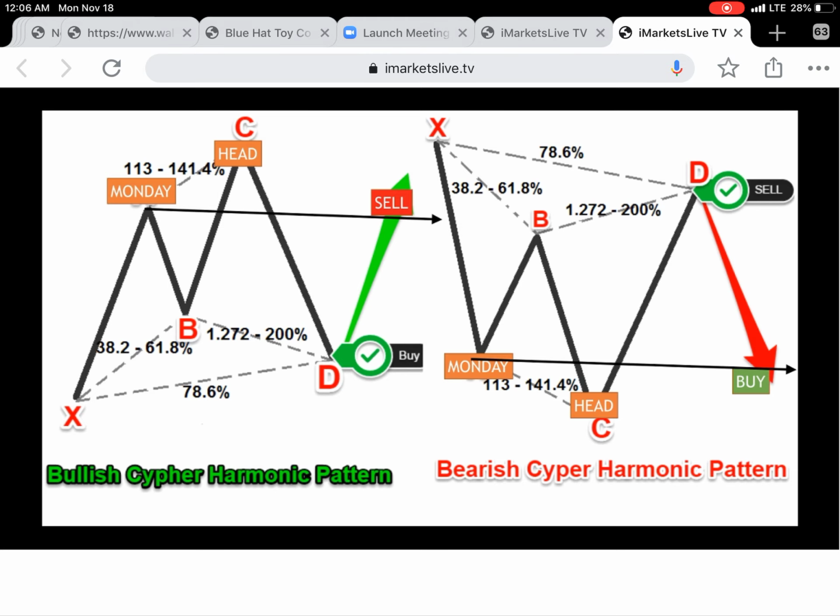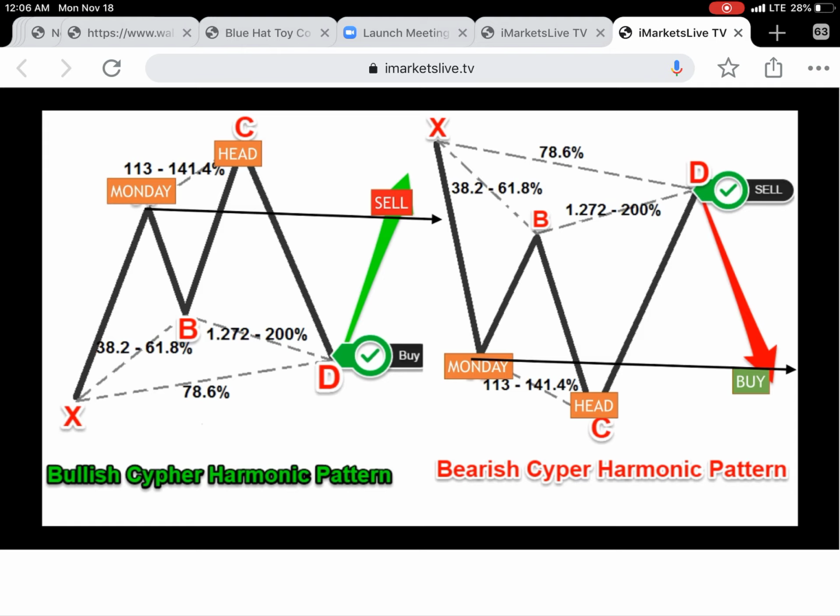Now, remember we spoke about the harmonic system, the harmonic pattern. There's one harmonic pattern that we use with the Monday system. It basically identifies the head and shoulder, and it's called the cipher pattern.